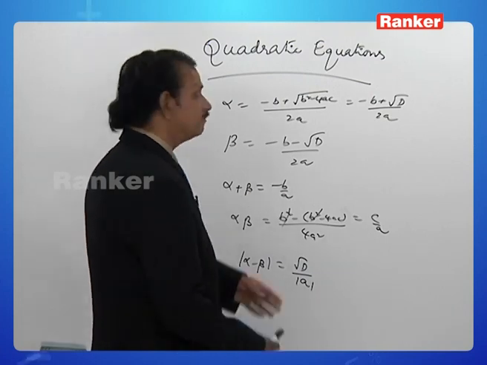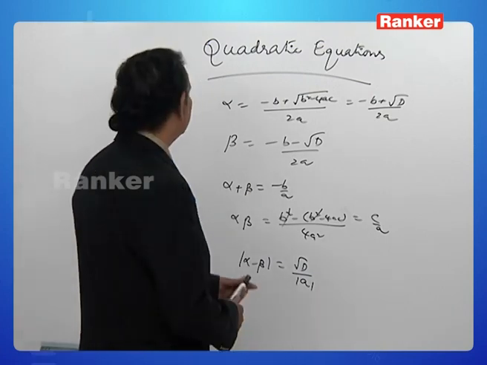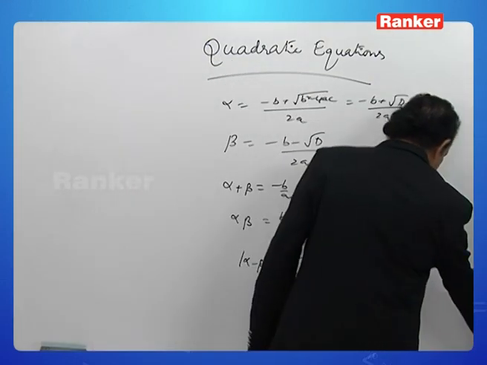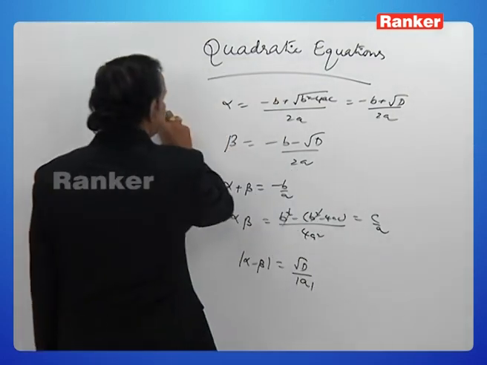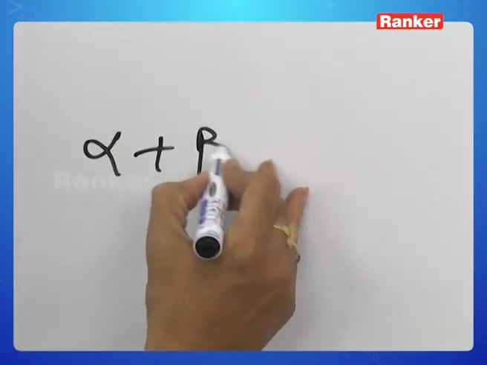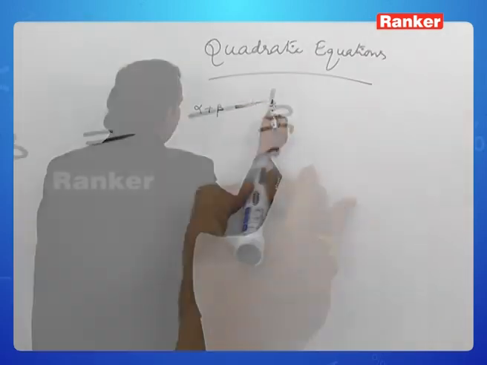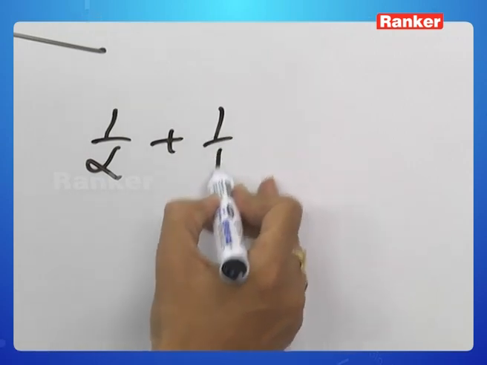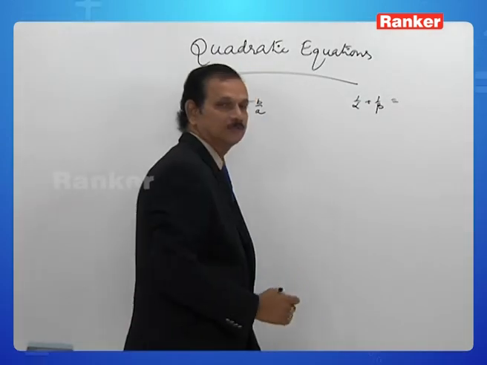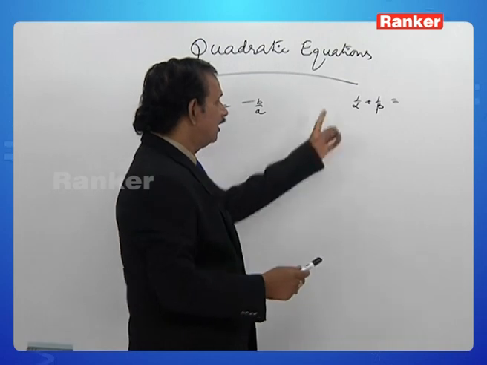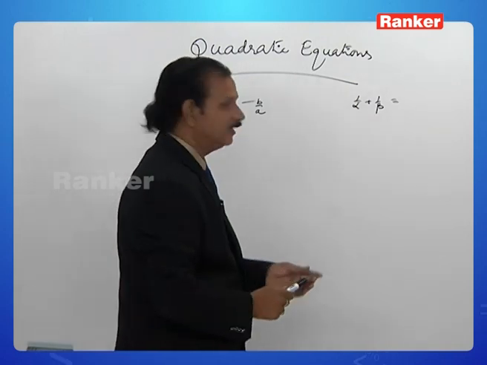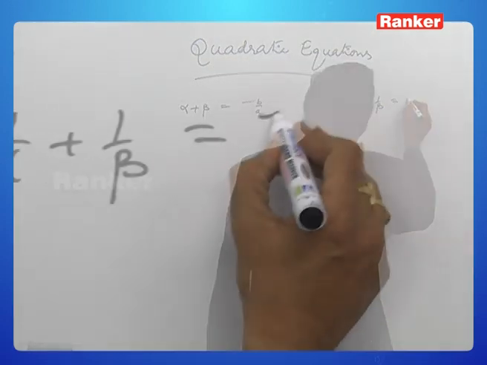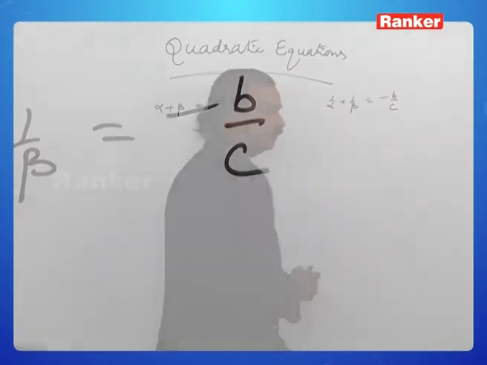This is a very simple calculation and imagination of alpha plus beta, alpha beta, and mod alpha minus beta. Some more concepts regarding alpha beta we learn. Here, alpha plus beta is minus b by a. Let us have what 1 by alpha plus 1 by beta is. It is alpha plus beta by alpha beta. Alpha plus beta is minus b by a, and alpha beta is c by a. Thereby you will be having minus b by c.